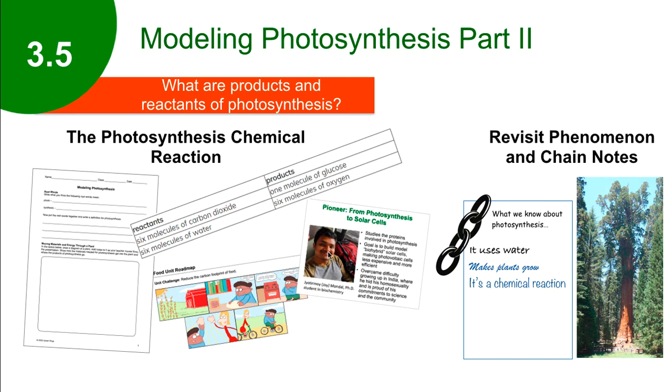Students then meet a PhD student trying to use their understanding of photosynthesis to create better solar cells in our Science Spotlight presentation. Next, students revisit the sequoia tree phenomenon and describe the actual materials in the air that help the tree grow. And then students end by revisiting their chain note from yesterday. What new items can they add?